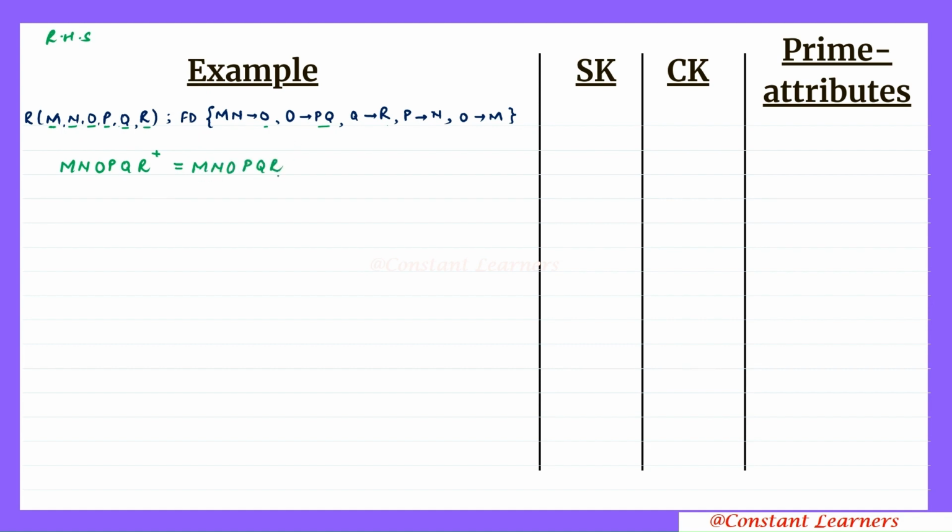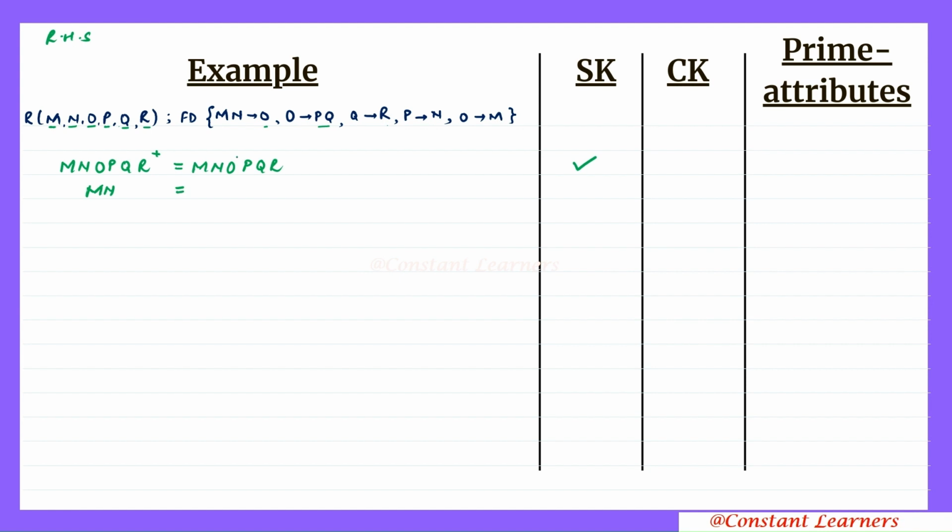So we are getting all the attributes here. Hence, this is definitely a super key. Will this be a candidate key? No, because at least some of the proper subsets of this key is going to be a super key. Let's check. Now here we have MN, right?